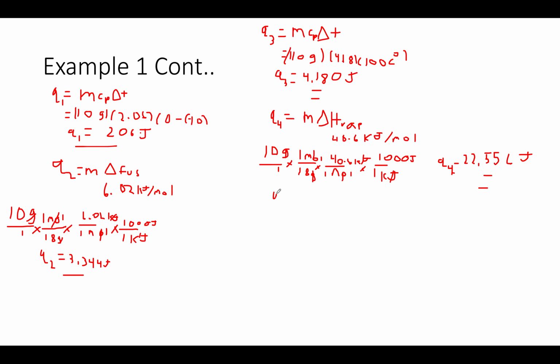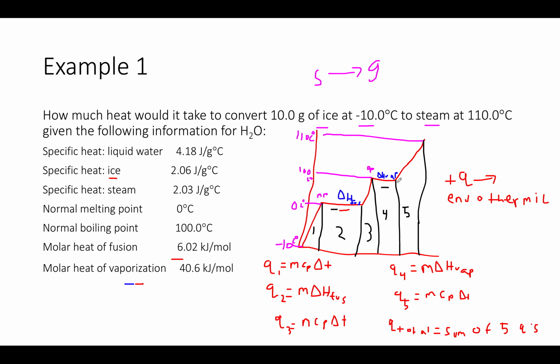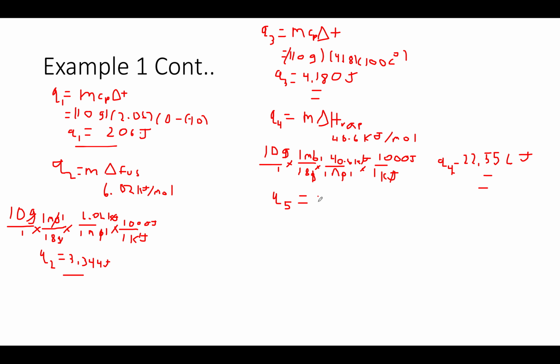All right, almost there. See, these problems take a while, so you got to be careful. Q5, our final temperature change, we're going to a gas, mass times specific heat times delta T. Mass of ice, 10 grams.